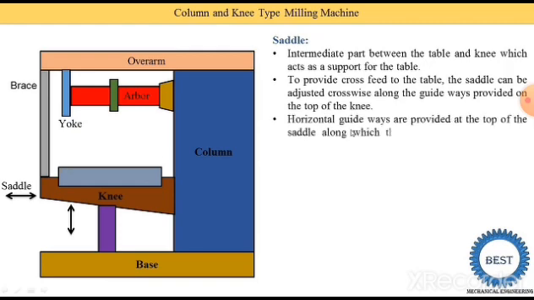Horizontal guideways are provided at the top of the saddle, along which the table can be moved in longitudinal directions. Means on the top surface of the saddle, longitudinal guideways are provided that are not seen in this figure, which shows another direction, vertical and horizontal. That other direction is not visible in this figure, but I will show you in the next image how it occurs. On those guideways, provided in longitudinal directions, our table is moved.